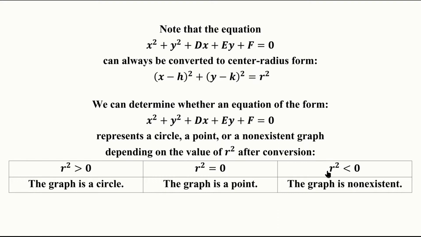Because if you think about it, if r squared is negative, that means r is going to be an imaginary number. So that's why it's not going to have a real graph.